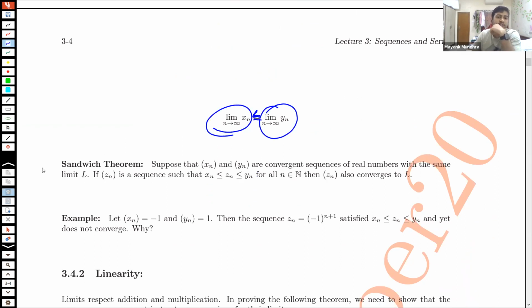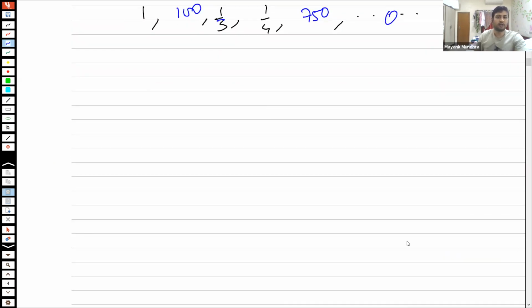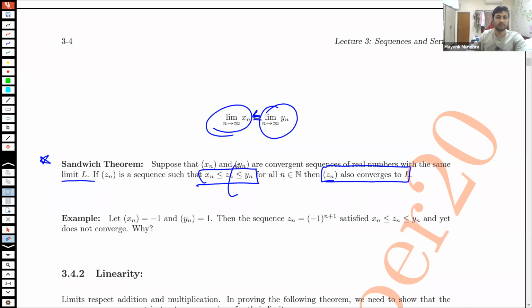Now the sandwich theorem is important. So the sandwich theorem says that suppose xn and yn are convergent sequences of real numbers with the same limit capital L, and zn is a sequence which is always contained between xn and yn. So what it says is that zn also has the same limit capital L. So let me explain this with the help of a graph. Let me copy this statement itself.